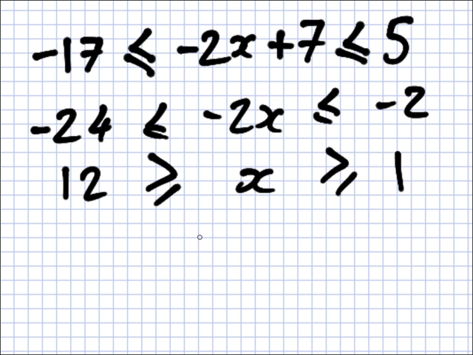So look at what I wrote. Is x bigger or smaller than 12? Smaller. And is x bigger or smaller than 1? Bigger. So you want x to be bigger than 1 and smaller than 12. And do we include the 1 and 12 or not? Included, because of the equals sign. So this is how you write 1 to 12 including 1 and 12: 1 with a square bracket, comma, 12 and a square bracket.